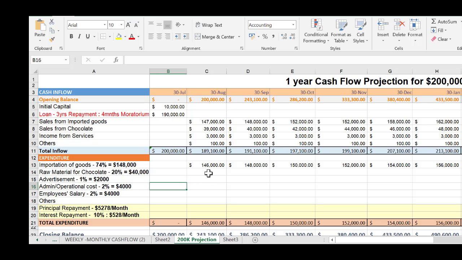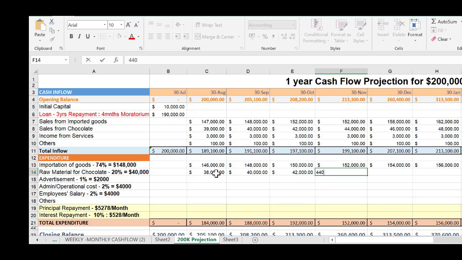Okay, so expenditure for the raw material for chocolate. I can spend $38,000 on the first month, $40,000 on the second month, $42,000 and $44,000. So projecting it this way.